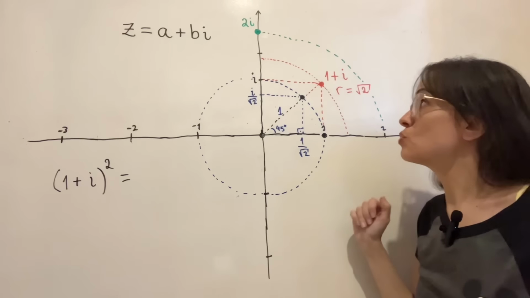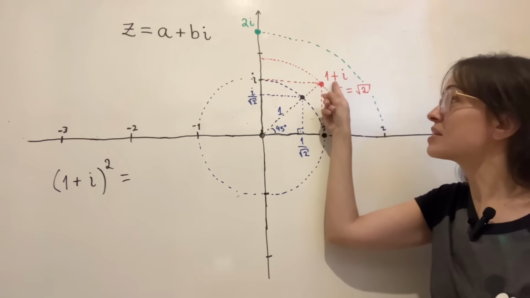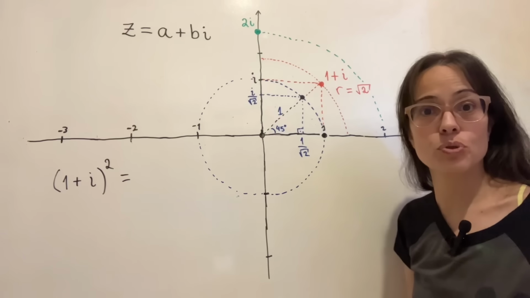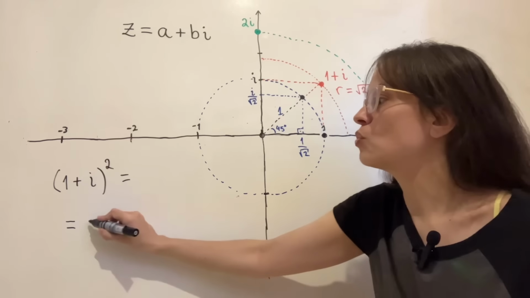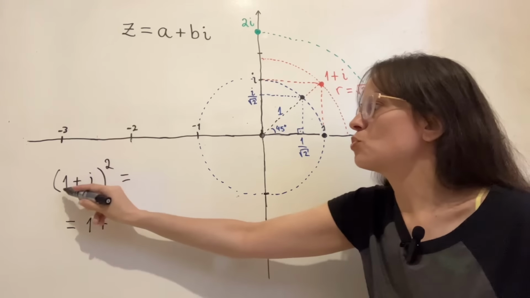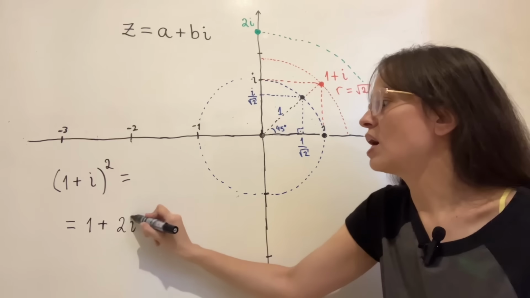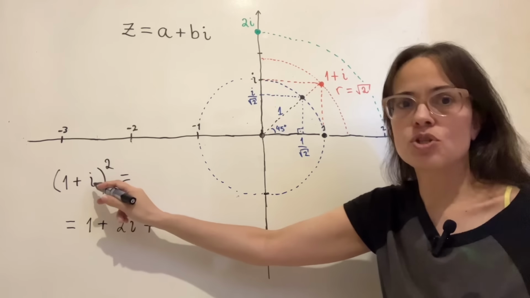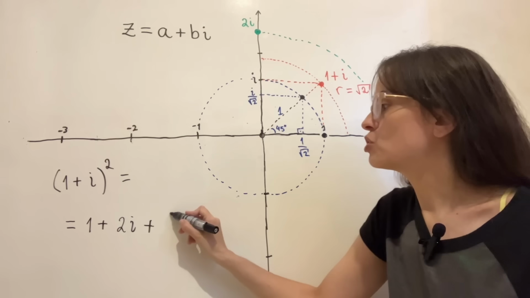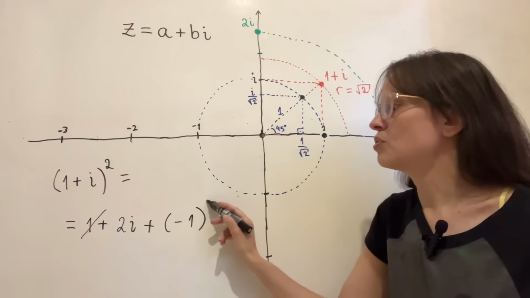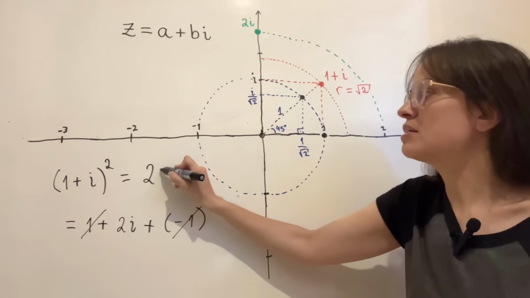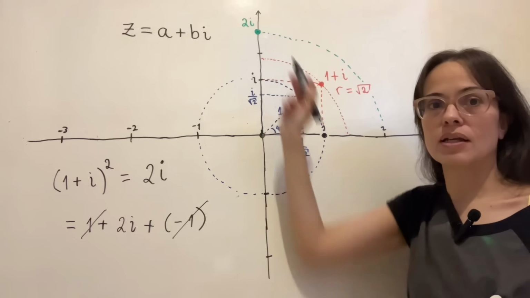So now I guess we should check if (1 + i) squared is equal to 2i. So let's use this special product again. 1 squared is 1, plus 2 times 1 times i is 2i, and then plus i squared is -1. So we're going to be adding -1 here, which cancels out with the 1, and the answer is 2i, exactly like we wanted it to be.